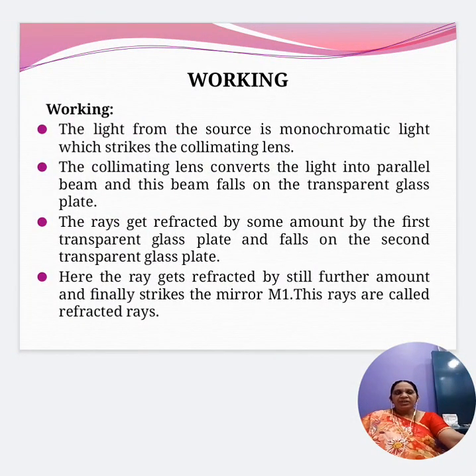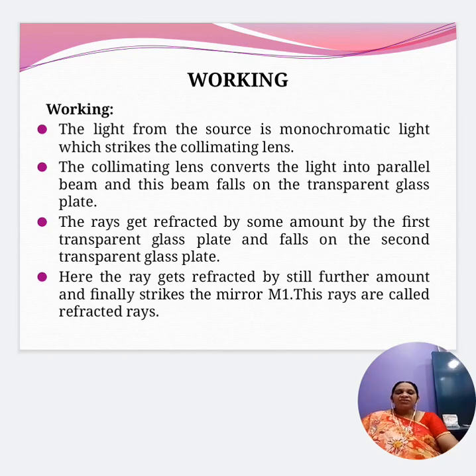The working of your interferometer. The light from the source is monochromatic light which strikes the collimating lens. The collimating lens converts the light into a parallel beam, and this beam falls on the transparent glass plate.